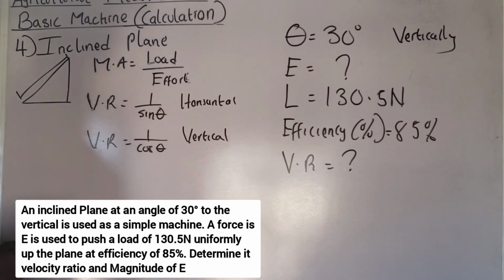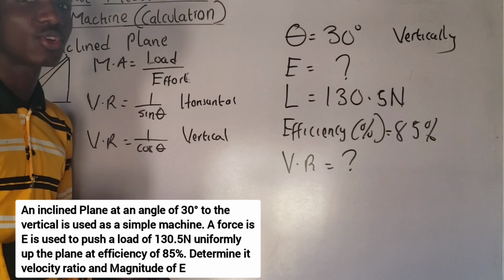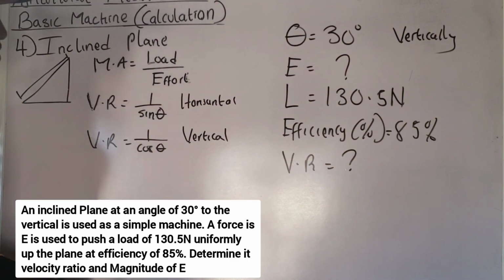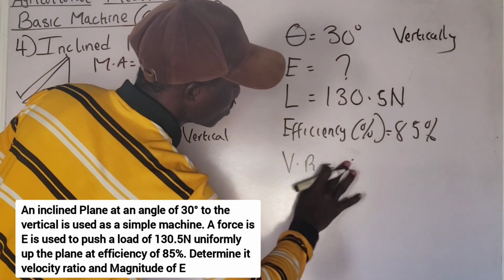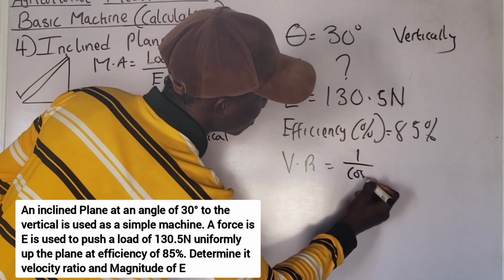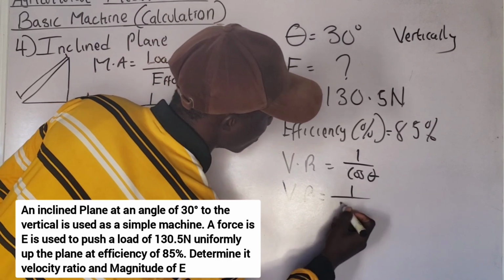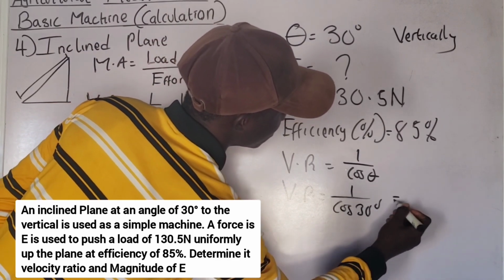Now, because the angle is inclined vertically, velocity ratio equals to what? 1 over cos theta, you understand? Like we did in the previous question. So, velocity ratio equals to 1 over cos theta, okay? Velocity ratio equals to 1 over cos 30 degrees, which is what?